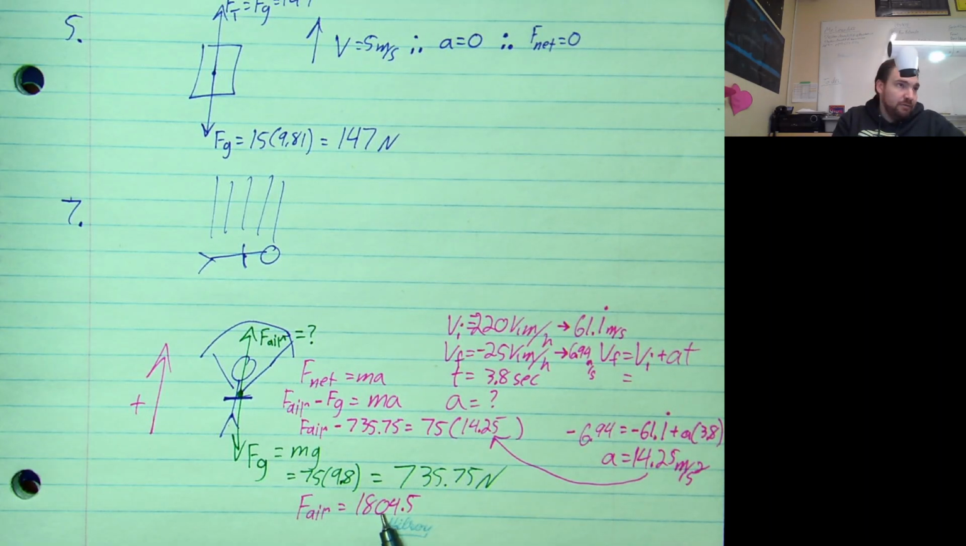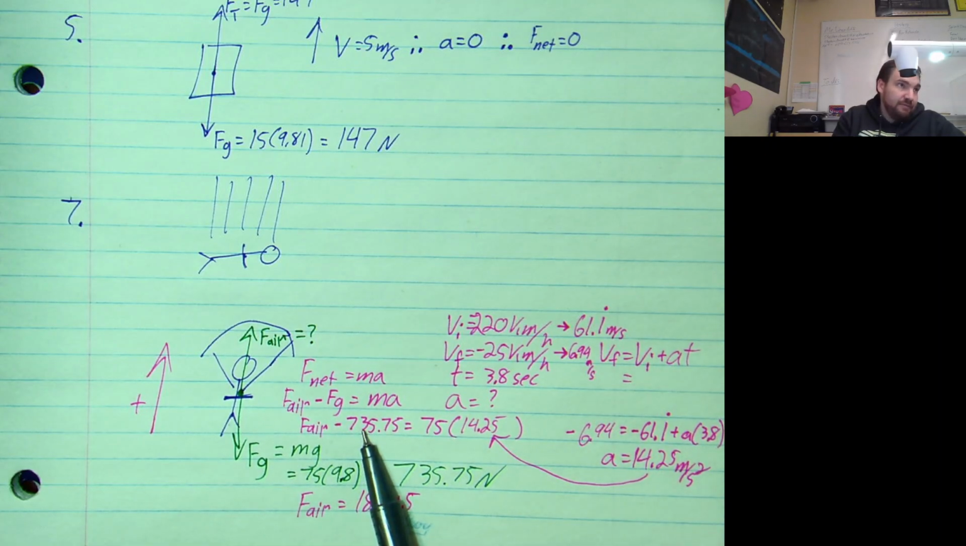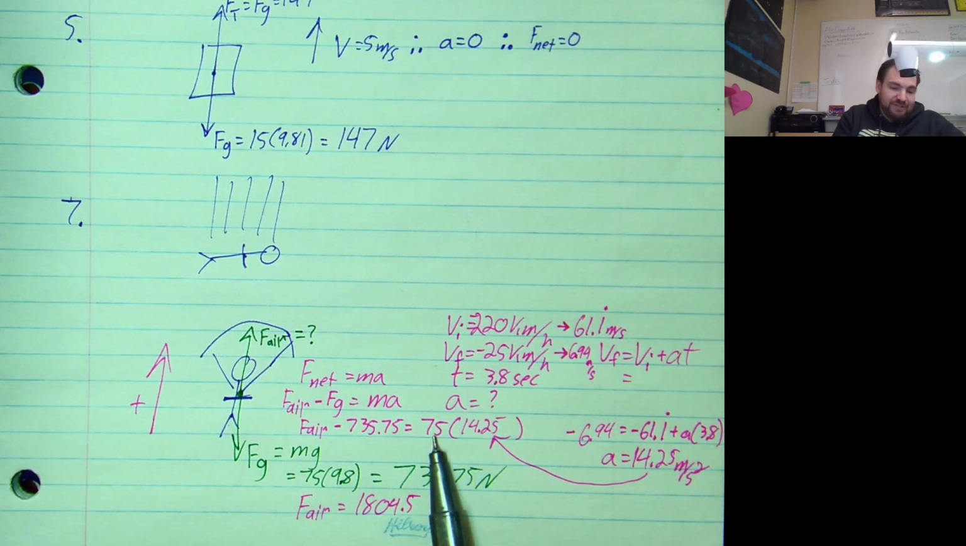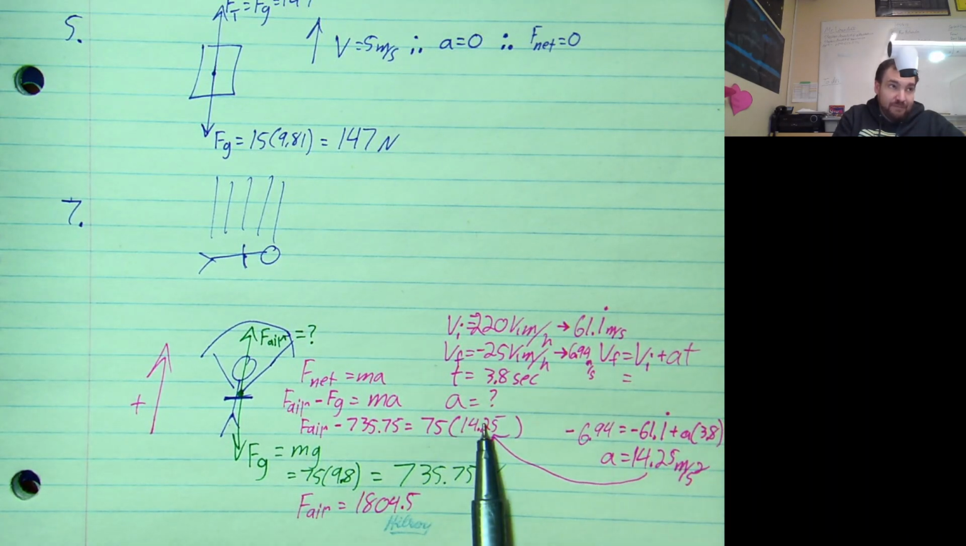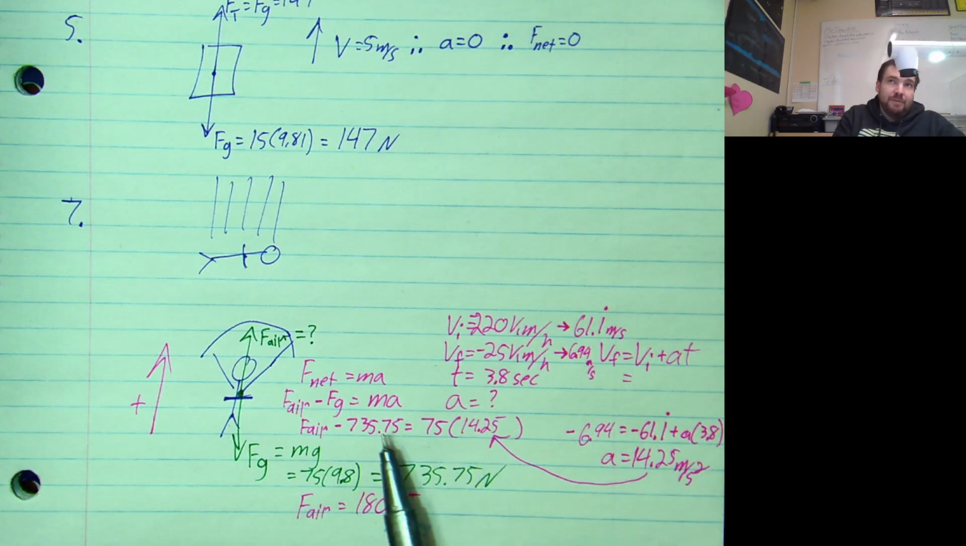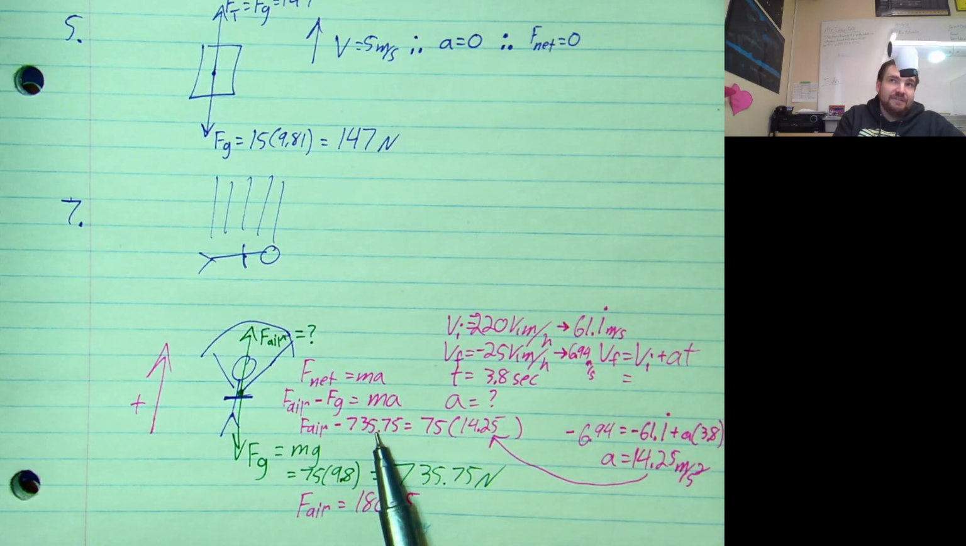1,804.5. I don't know. Did you add this value over or did you subtract it? I subtracted. I got 300. No, so it's this. You were solving for F air. 75 times, what is it? 14.25. 1068.75 plus, we're solving for F air. You have to add this over. Okay, I see. Add the 735.75. Yeah, that's where I went wrong. There you go.